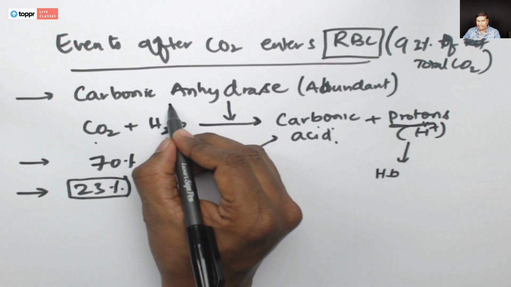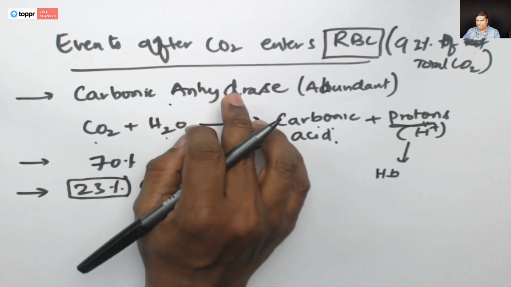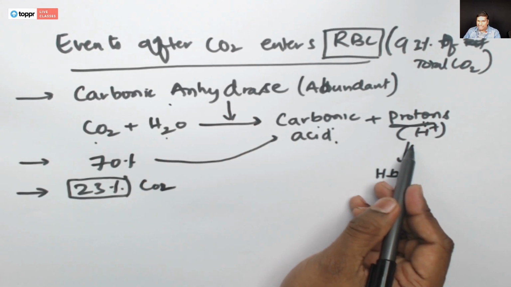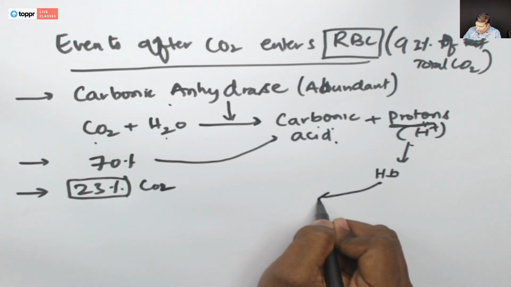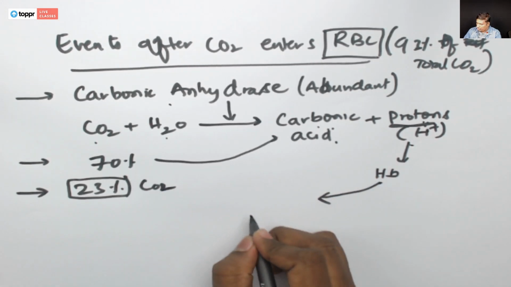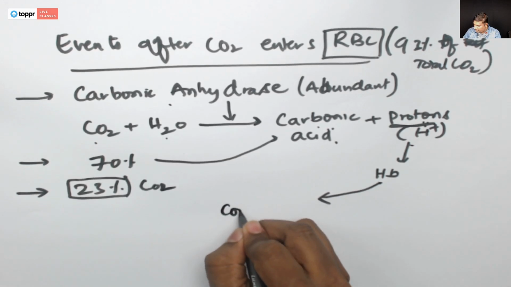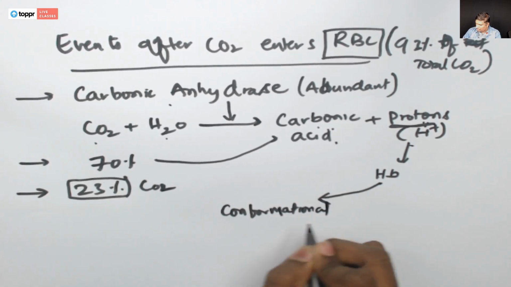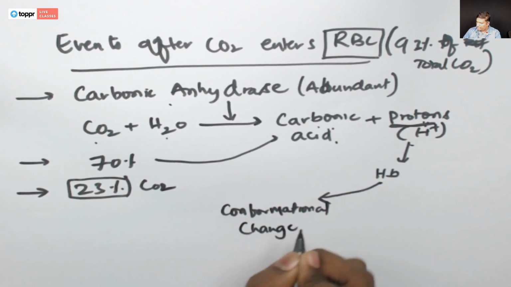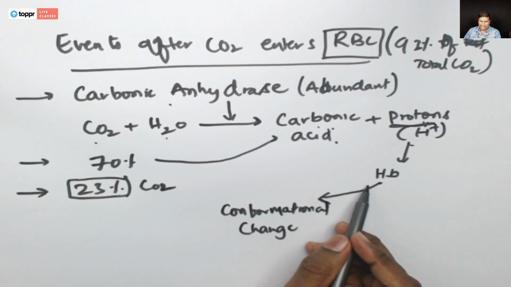And where is this carbonic anhydrase present? It's present in the RBC. It's abundantly present in the RBC. Now these protons which are released will bind to the hemoglobin. This binding of protons to the hemoglobin will cause a conformational change. Okay, it changes the shape of the hemoglobin a bit.